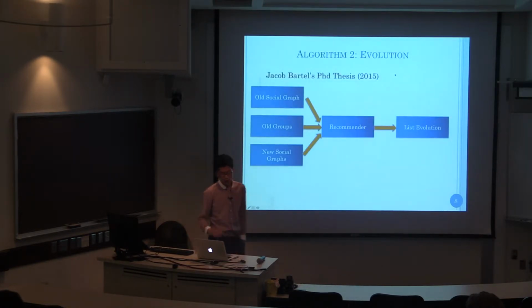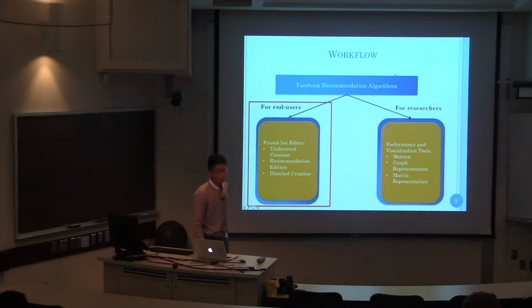The second algorithm the engine uses is called evolutionary recommendation. This algorithm was developed by Jacob Bartel. In this algorithm, it also uses the hybrid clique merger algorithm to generate the recommendation result for both the old social graphs and the new social graphs. Then it tries to match the groups in the old recommendations to the newly recommended groups, and then it can form the evolutionary results. Okay, so let's go to the second part.